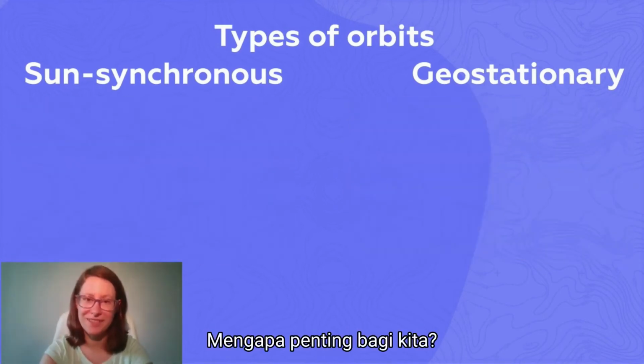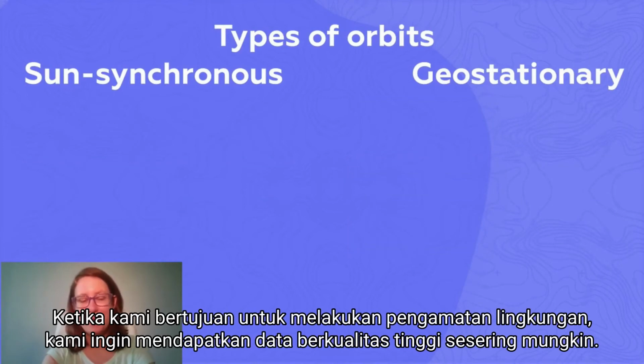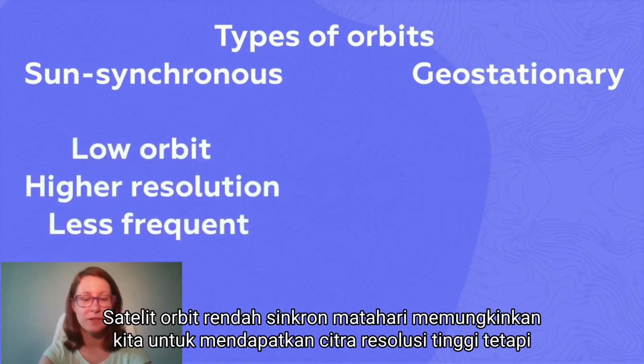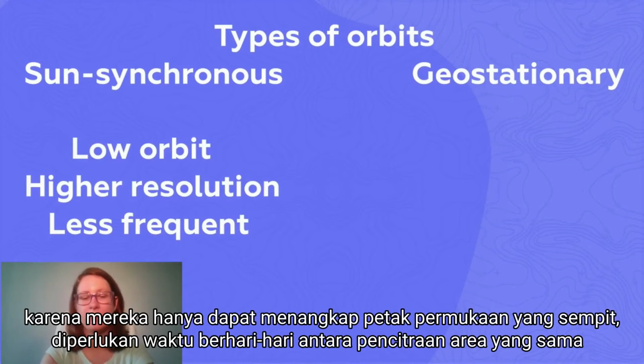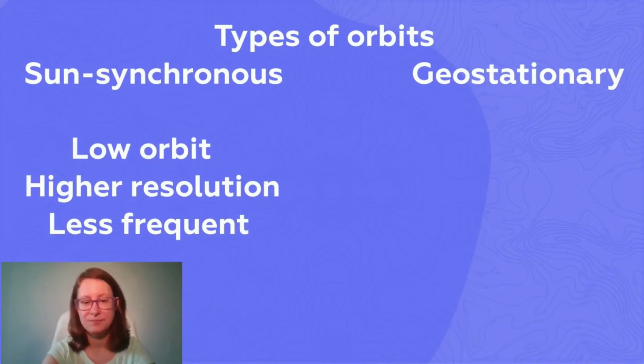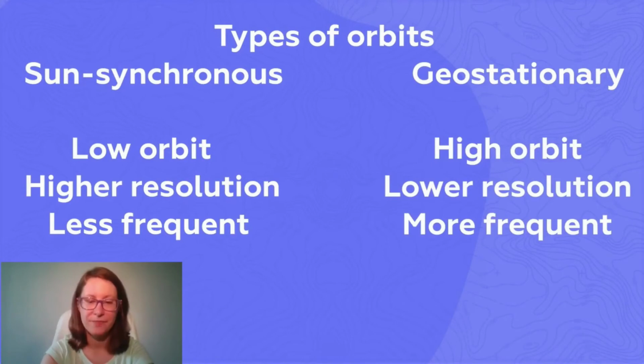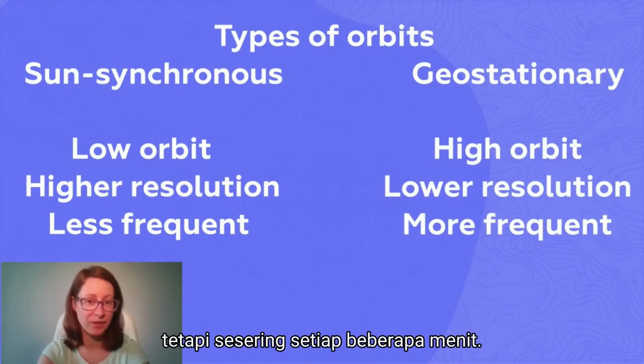Why is it important for us? When we aim to make environmental observations, we want to get high-quality data as frequent as possible. This is called spatial and temporal resolution. Sun-synchronous, low-orbit satellites allow us to get high-resolution imagery, but as they can only capture a narrow swath of the surface, it can take days between imaging the same area. Geostationary, high-orbit satellites allow us to get lower-resolution imagery over a larger area, but as frequent as every several minutes.